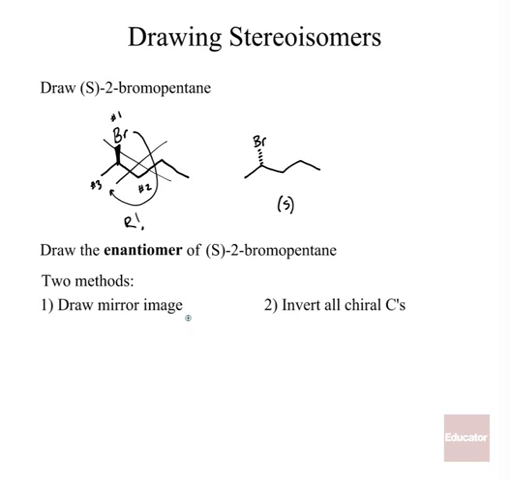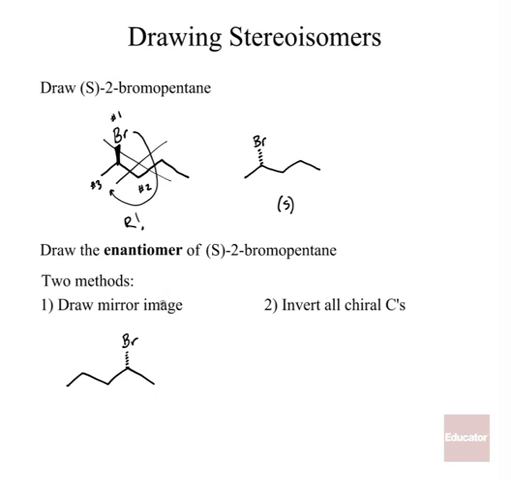So we can imagine a mirror to the side or to the bottom, and maybe we could draw it like this and draw the bromine here. This would be the mirror image of this if I had a mirror right here. Or if I had a mirror right here, you could see it. And so that should be the enantiomer. That's one possible way to do it. Some students have an easier time drawing mirror images than others.